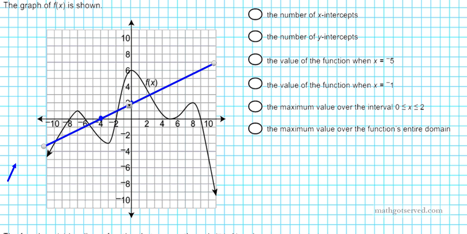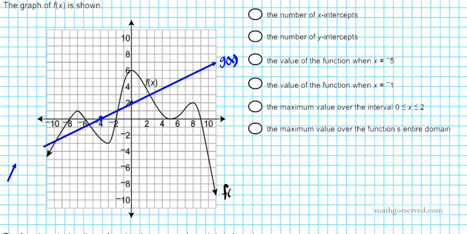Okay, there you have it. Now we have just sketched the graph of G. Now we're going to start carrying out our comparisons. So this is G of X, and then the black one, of course, is F of X.